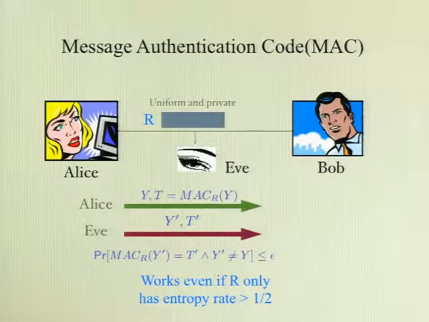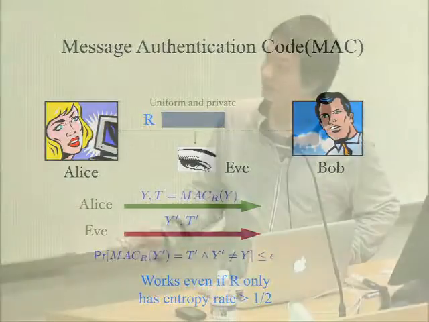And just to note that this MAC works in the case where R is uniform random. But there are constructions of message authentication codes which work even if R is not completely uniform. If R has entropy rate greater than half, then it still works. Entropy rate here just means the entropy divided by the length of the string R. So we have this kind of MAC that works even if R is not completely uniform.